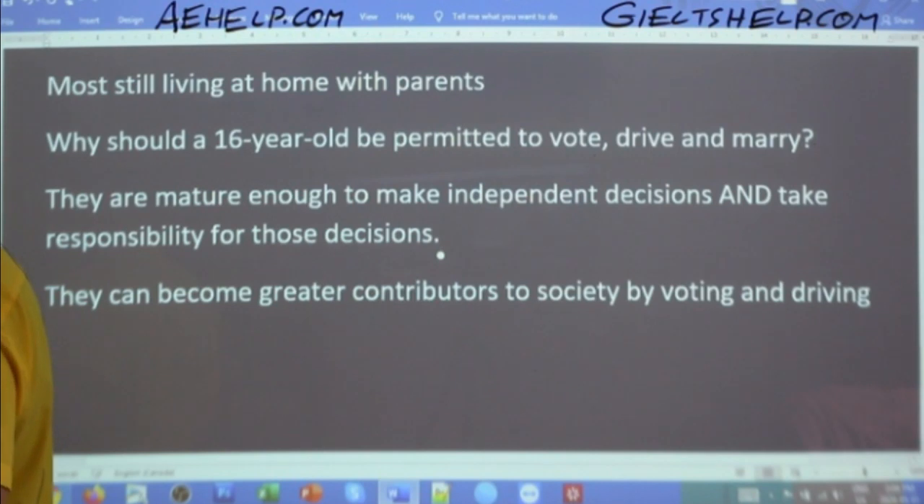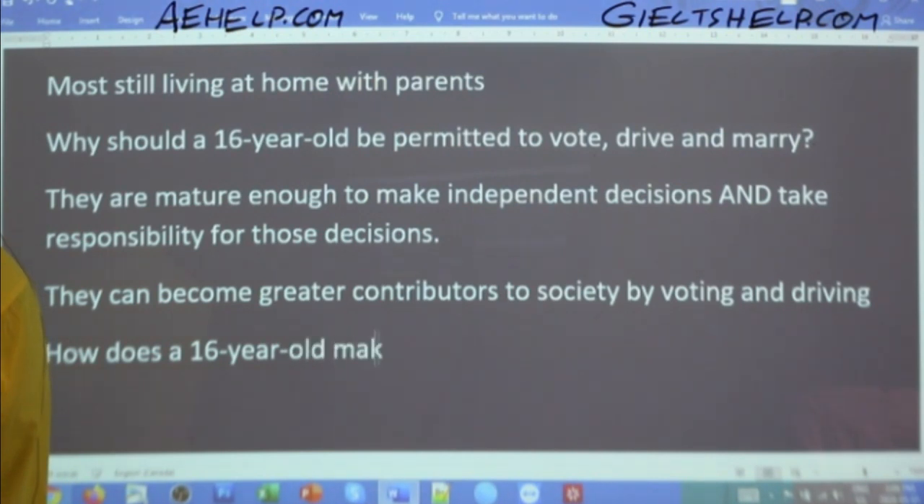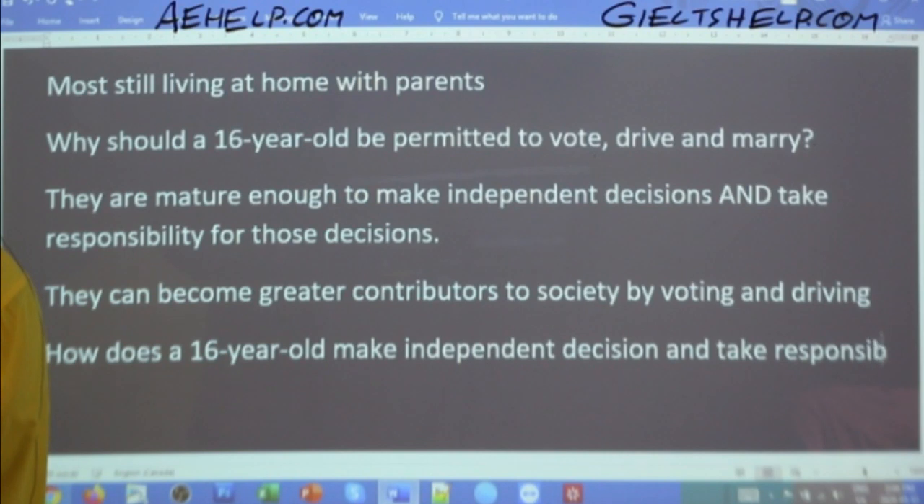Now, the how would be examples. Okay, so when you think of the how here, so how does a 16-year-old make independent decisions and take responsibility?